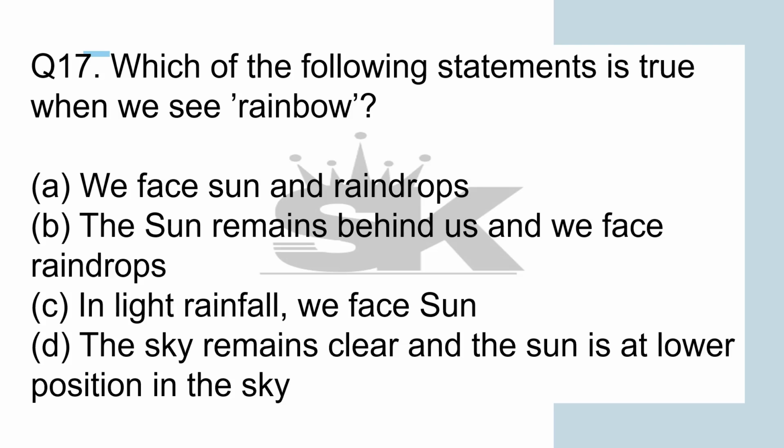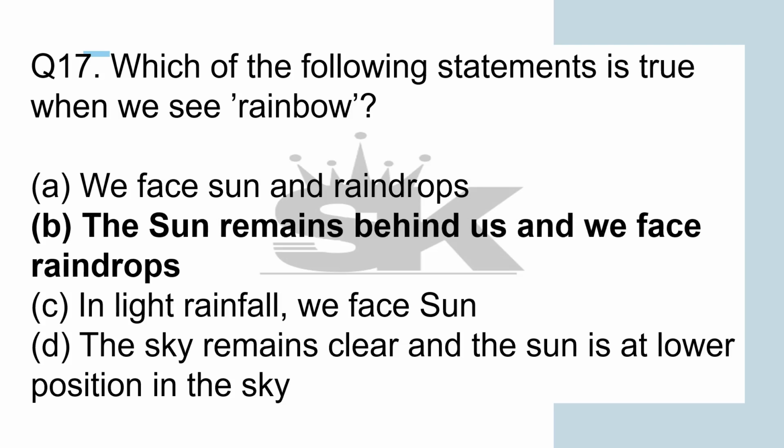Which of the following statements is true when we see a rainbow? Answer is the sun remains behind us and we face droplets. Okay. The reason is the sun always has to be behind you because the light gets refracted back in the general direction it comes from. You will never see a rainbow when you are facing the sun, right? From wherever you are standing, it looks like the rainbow actually exists in some physical form, right? Okay.